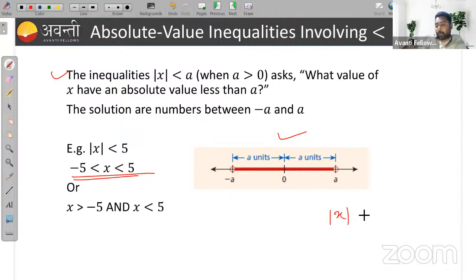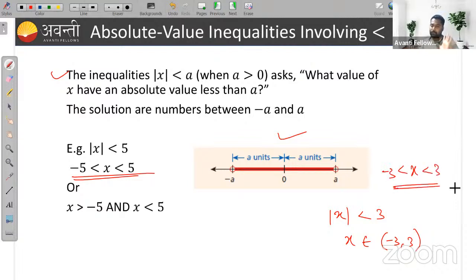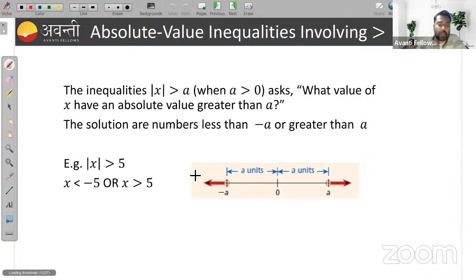Remember, if you have any number, mod x is less than 3 also, you can say that x belongs to minus 3 to 3, open interval. X belongs to minus 3 to 3, open interval. We can write it also as x is greater than minus 3 and less than 3. Okay, let's go.